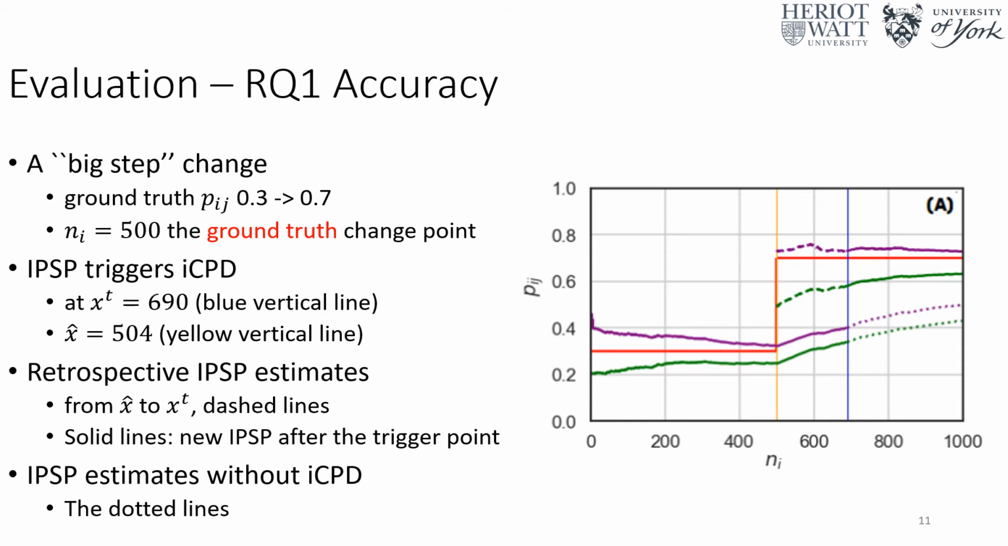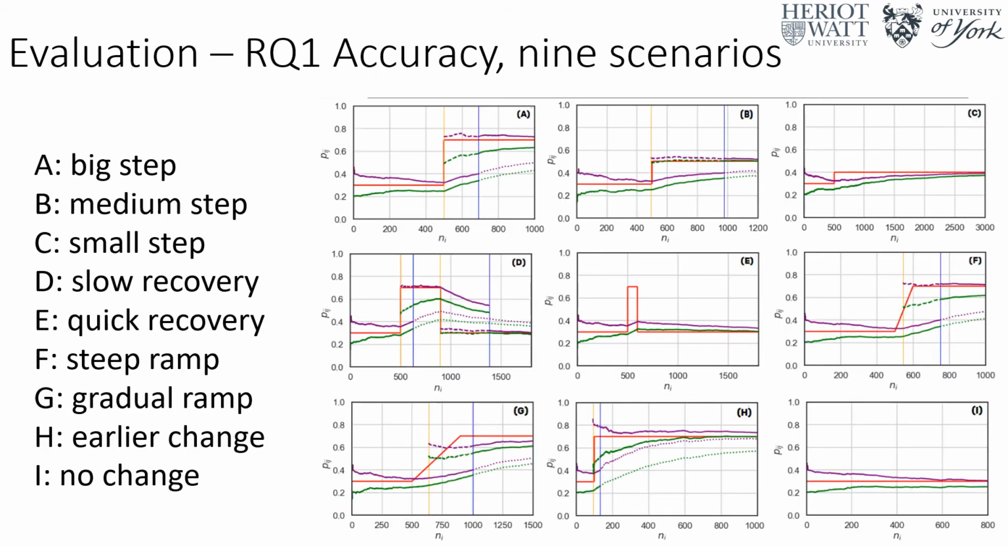That's the solid curves after the blue vertical line. For comparison purposes, we also present the IPSP results alone without the new iCPD analysis. That is the dotted curves after the blue vertical line. And we can see without our iCPD approach, the IPSP estimator alone is far off from the ground truth after the change point. What I have just presented is only one of the 9 scenarios we studied.